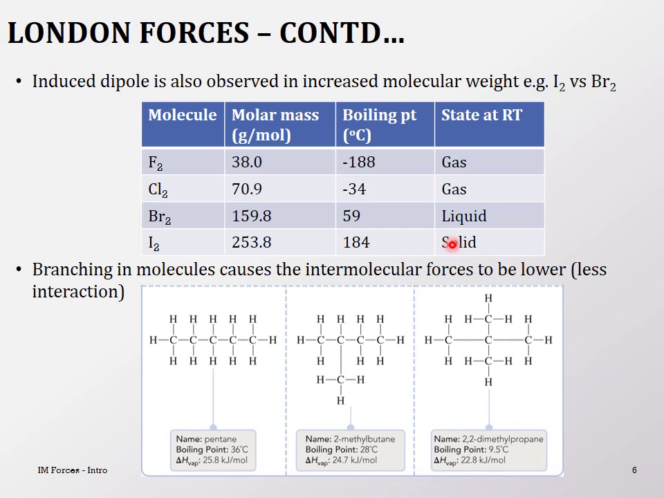This is a very neat group to talk about because of all of these differences that it has. Fluorine and chlorine are gases because they are very small atoms. They're not very large, which means that there is no induced dipole in them.